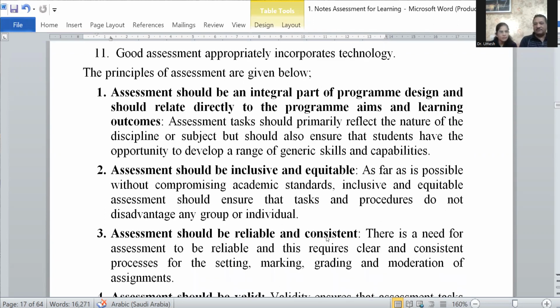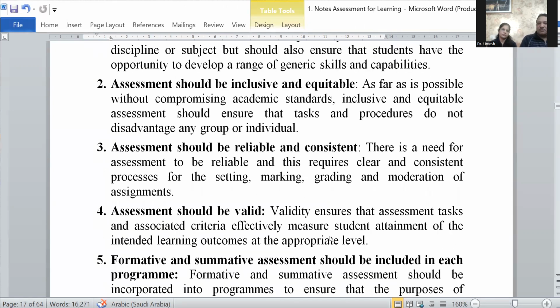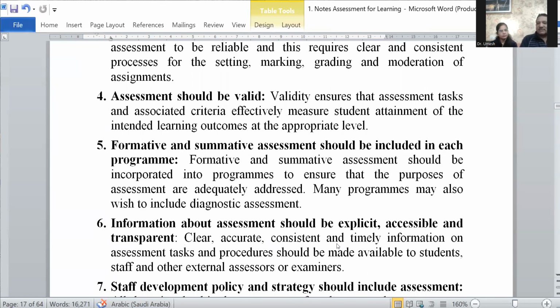दूसरा है आपका Assessment should be inclusive and equitable. इंक्लूसिव. ये नहीं कि एक चैप्टर से आपने सारे क्वेश्चन दे दिए, ऐसा नहीं. इट शुड कंप्लीटली कॉम्प्रिहेंसिव के साथ इंक्लूसिव होना चाहिए. Third is assessment should be reliable and consistent. Fourth is assessment should be valid. Fifth is formative and summative assessment should be included in each program. And sixth one is information about assessment should be explicit.